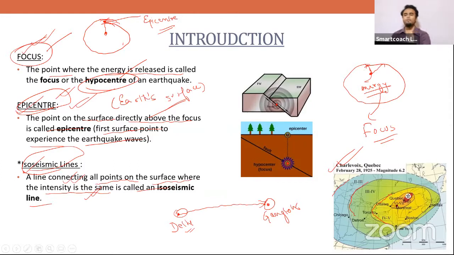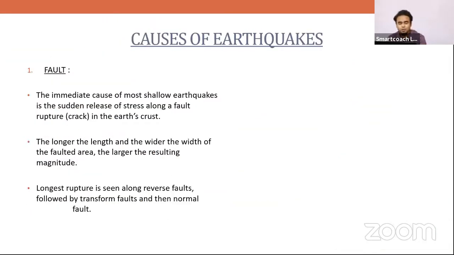Understood? So we have understood three terminologies: focus, epicenter, isoseismic lines. Focus is where your energy is originating; epicenter is the point on the surface of the earth where the energy first reaches; and isoseismic lines are the lines connecting places of equal intensity of your seismic waves, right? So this was about the introduction of your topic of earthquakes.